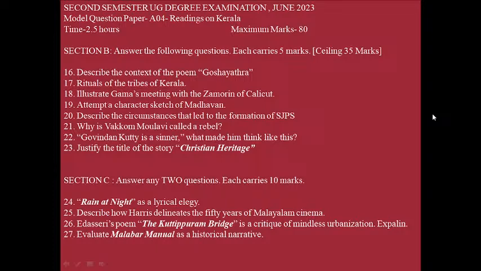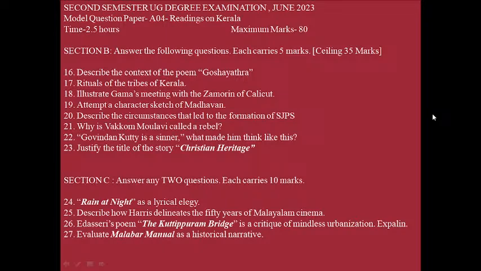he feels so sad, and he just utters, Govindan Kuti is a sinner, because number one, he did not go to Kunyathol Amma. He didn't go and see what her condition was. He didn't help her. And he feels so sad, and he says he's a sinner. Alright, now we come to the next question.